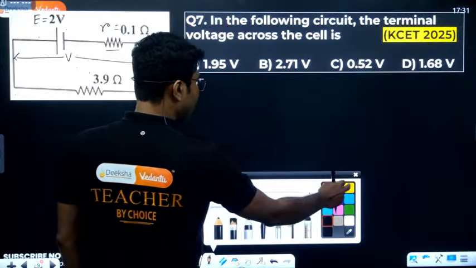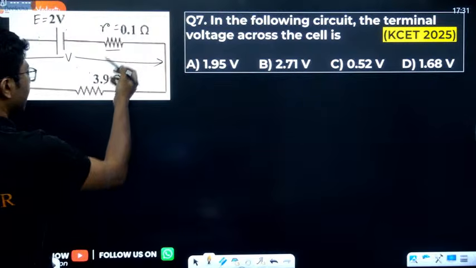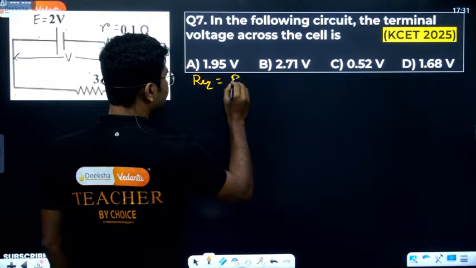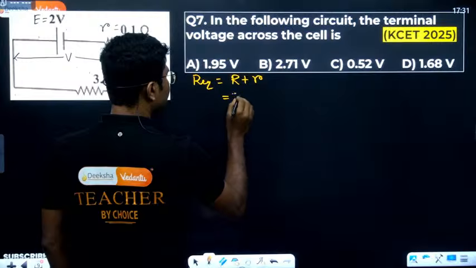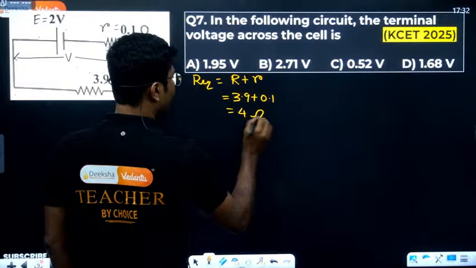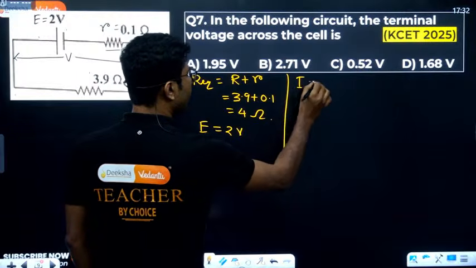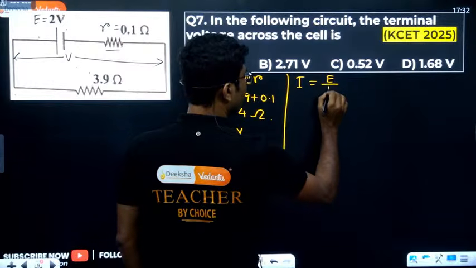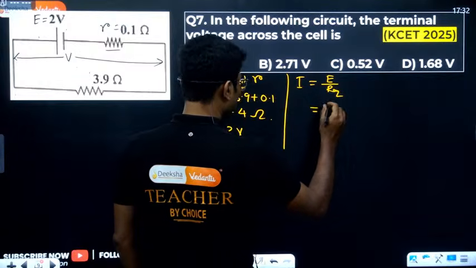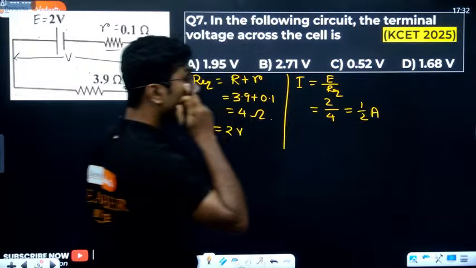For that, the first step is to calculate the current flowing in the circuit. How to find the current? Only two resistors are there, so the total or equivalent resistance is the external resistance plus the internal resistance, which is 3.9 plus 0.1, that is 4 ohm. The EMF of the cell is 2 volt. So what is the current? Current is simply the EMF divided by total resistance, 2 divided by 4, that is half ampere. So this is the current flowing in the circuit.